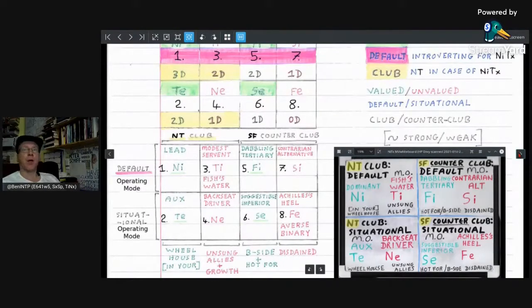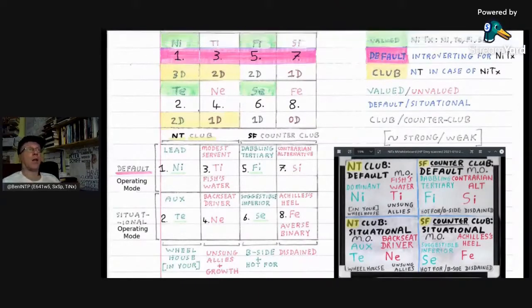Next position. Oh, yes. So you can see here from the dimensions, oh, that bit's gone, that it is a valued function. It's not a valued function. It is an unvalued function, a default function, and a club function. So interestingly, it's like position two, the auxiliary, is also a two-dimensional function. So in practice, TE tends to be stronger because preference leads to practice, practice leads to ability. But this, you could argue, is more heavily involved with the NI.